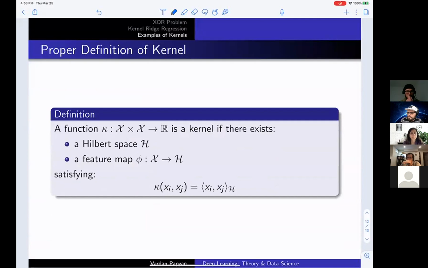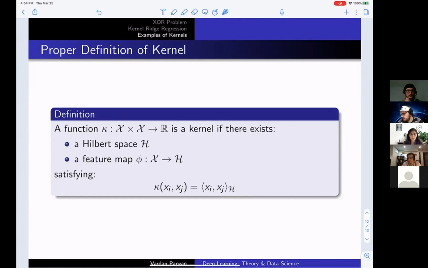And more generally, this is a proper definition of a kernel. A kernel is a function that goes from the cross product of a space of samples and a space of samples to R. There's a Hilbert space here which defines the inner product that we keep talking about, and a feature map phi that goes from X to that Hilbert space. Basically the inner product can be thought of as an inner product over a Hilbert space. So that's usually how you formalize it. Yes, I believe so.